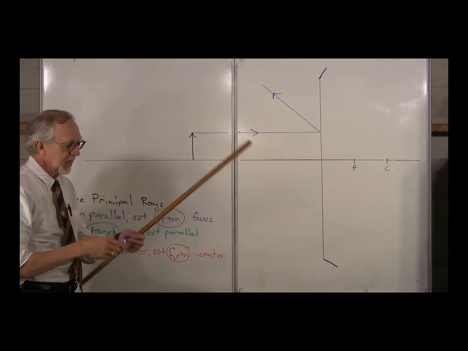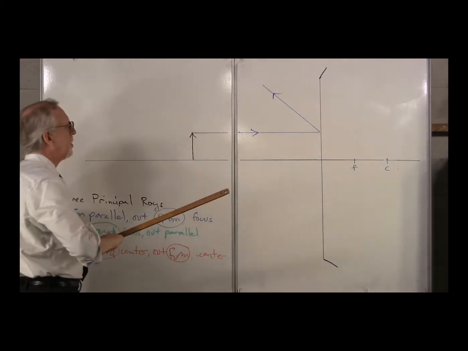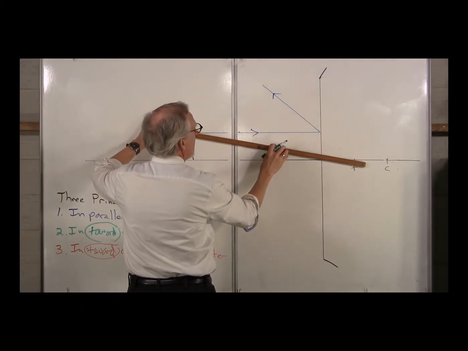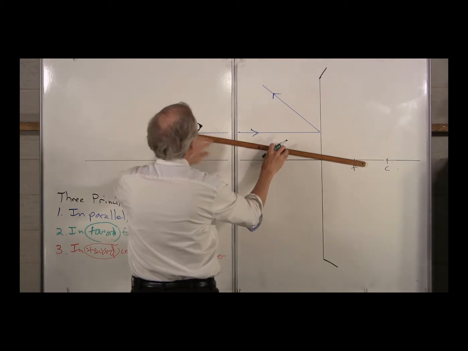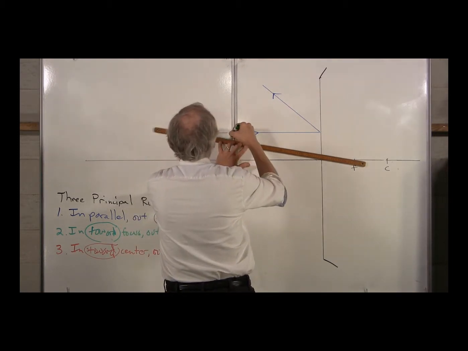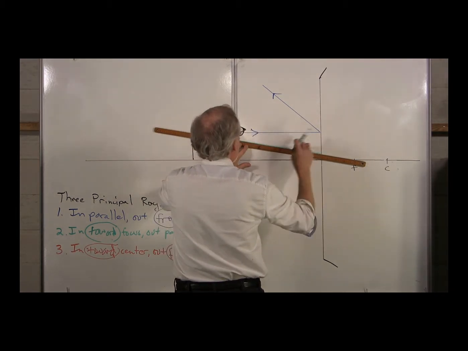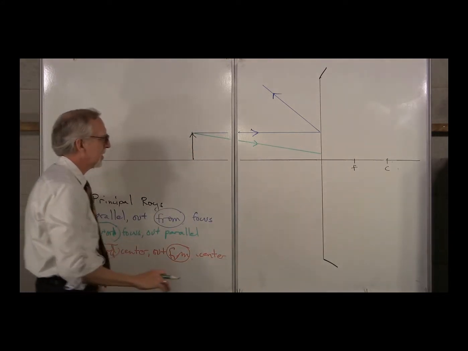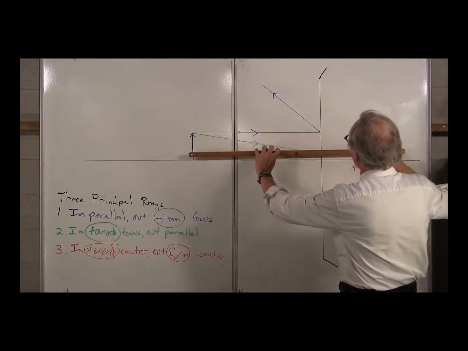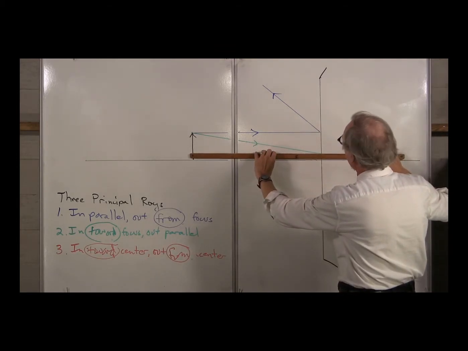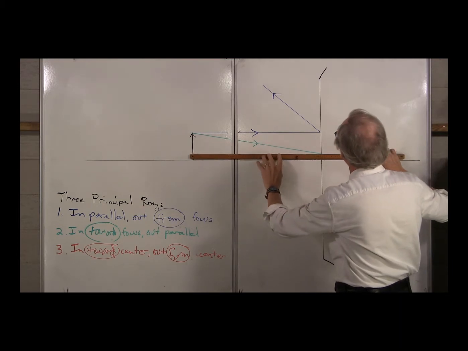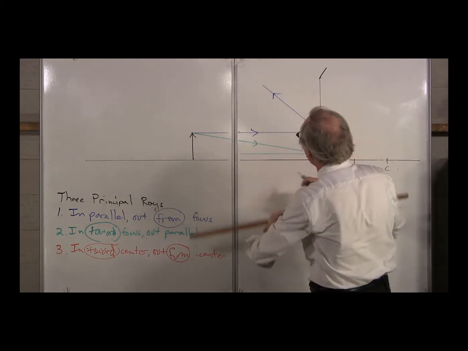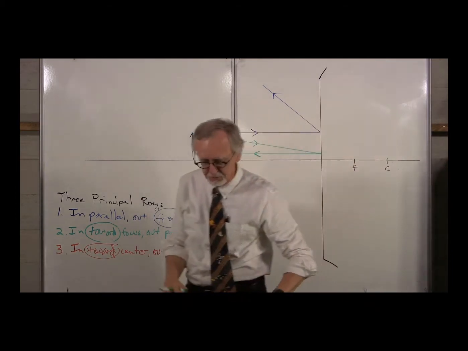Second ray, in toward the focus. So from our object, we draw in a ray toward the focus. And draw in our arrow, and then out parallel. So drawing this back out, reflected, parallel, this way. And again indicate the direction of the reflected ray.